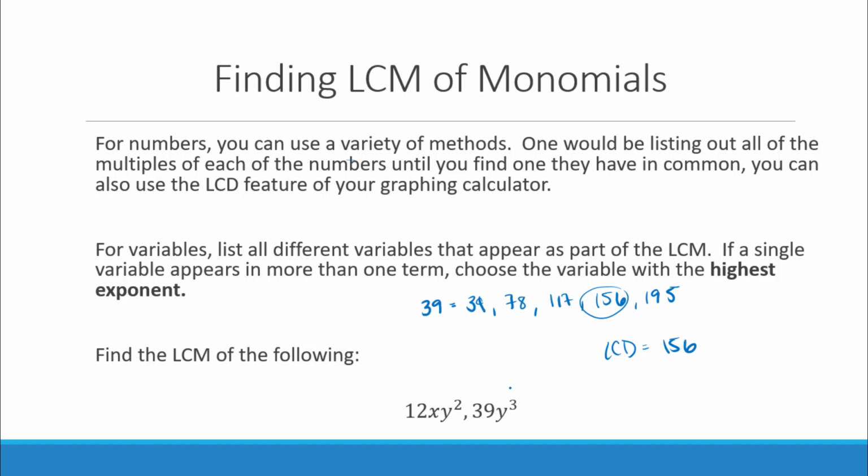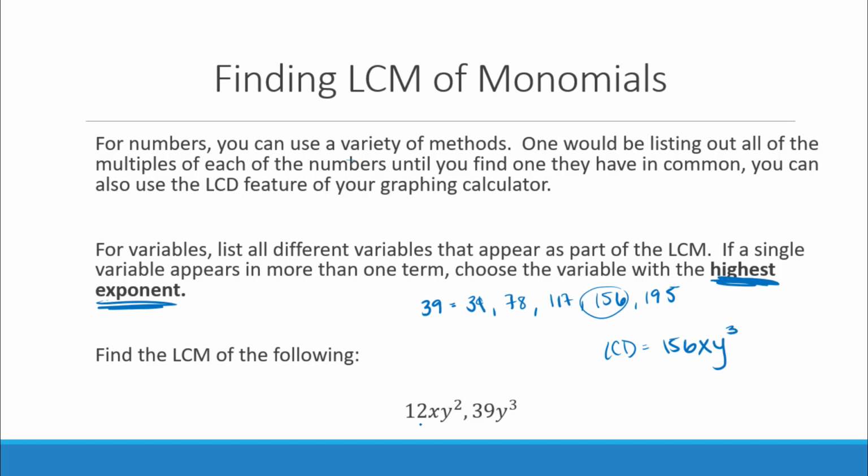Now, in terms of your variables, all your variables that appear in either of these have to be listed. So in this case, x would have to be listed because it appears in one of them. Now, if they have the same variable in common, this is a little bit different than GCF. We pick our highest exponent. So in this case, my highest exponent would be y to the third. So my final least common denominator would be 156xy to the third.